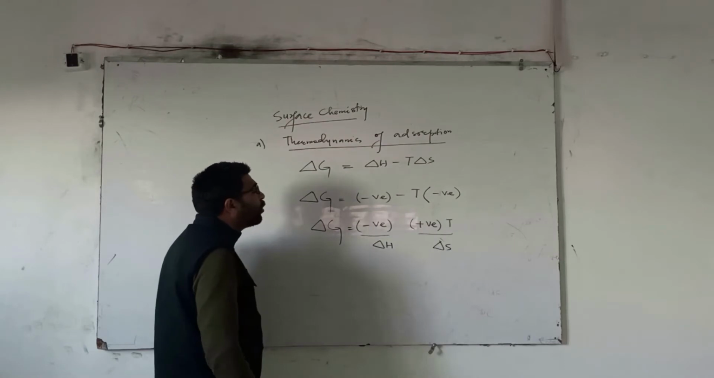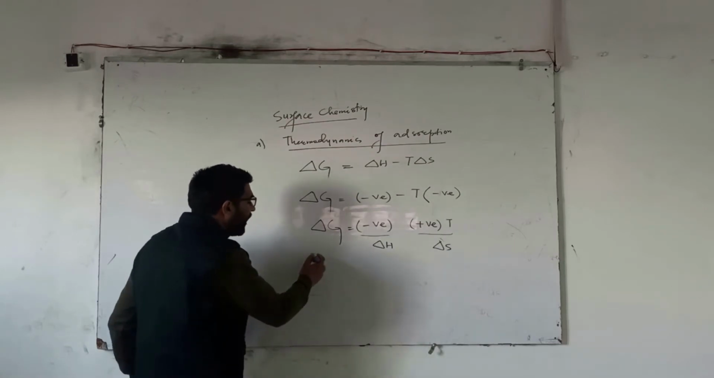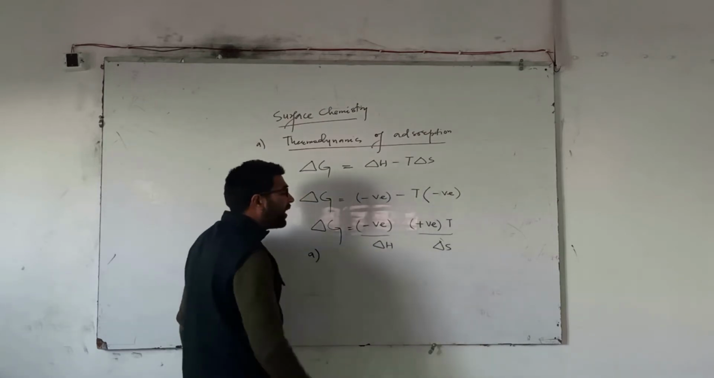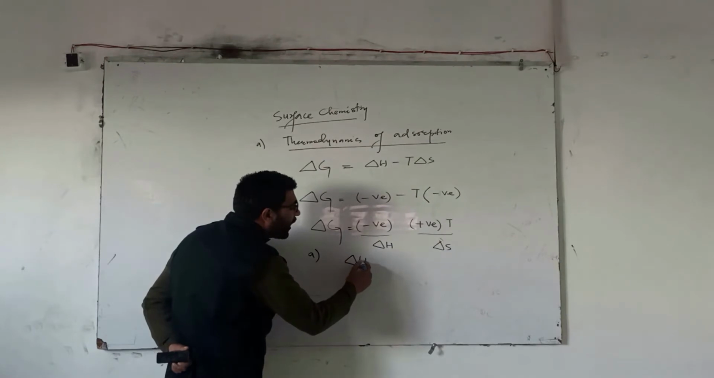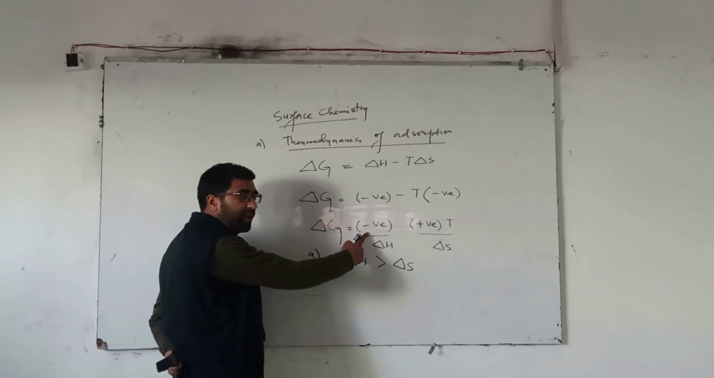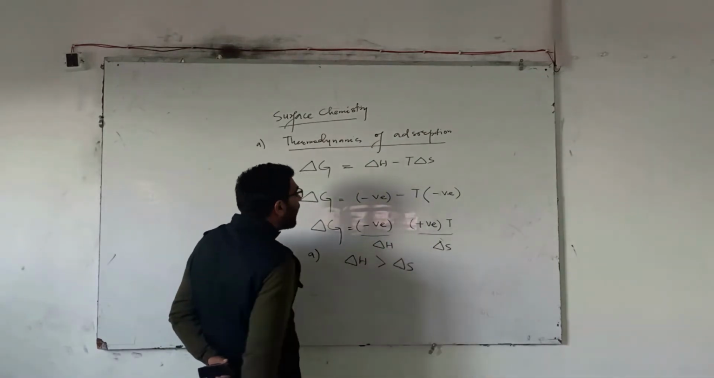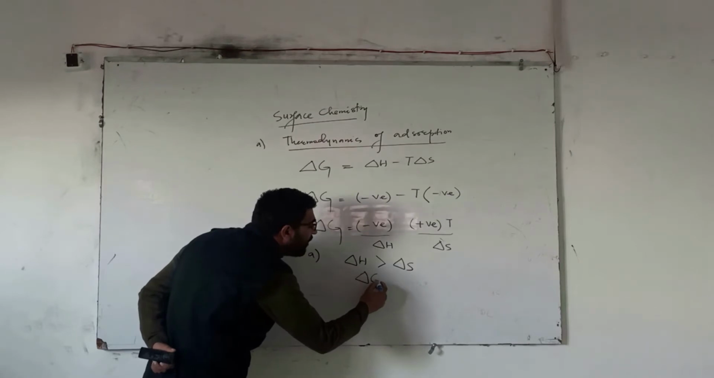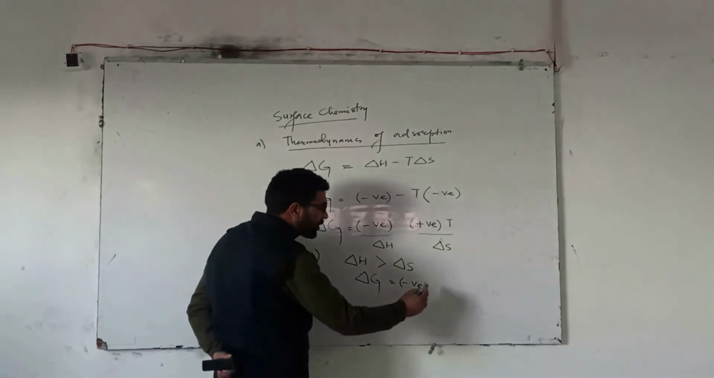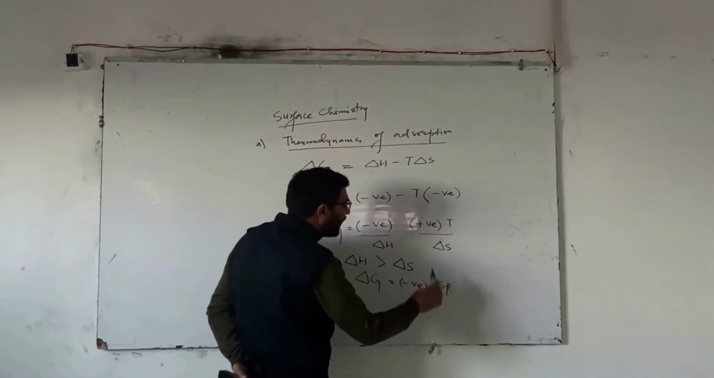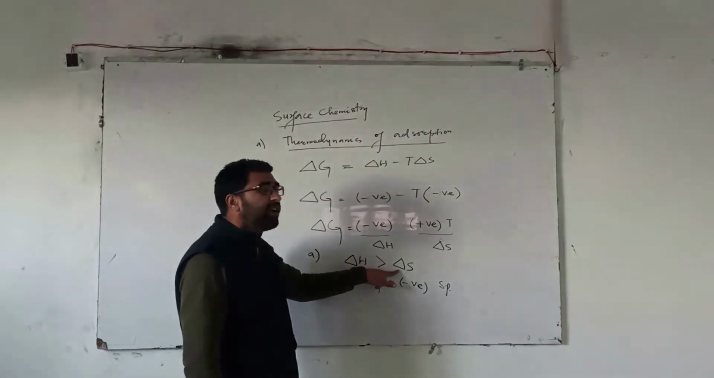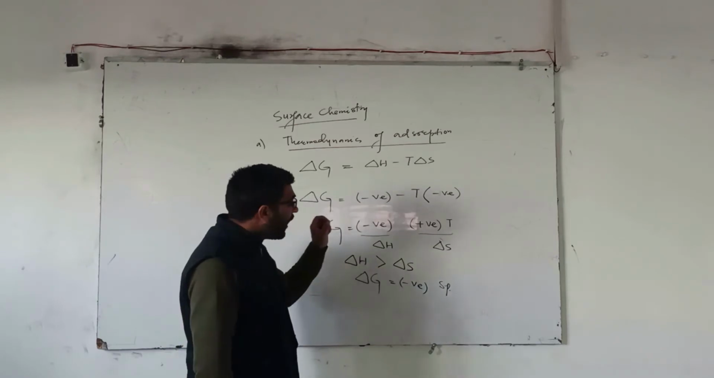Here arise two concepts. The first concept is when the value of delta H is greater than the value of delta S. If delta H value is greater than that of delta S, then we can say delta G will be negative. That means the process is spontaneous. The process is spontaneous only when the magnitude of delta H is greater than the magnitude of delta S, right?